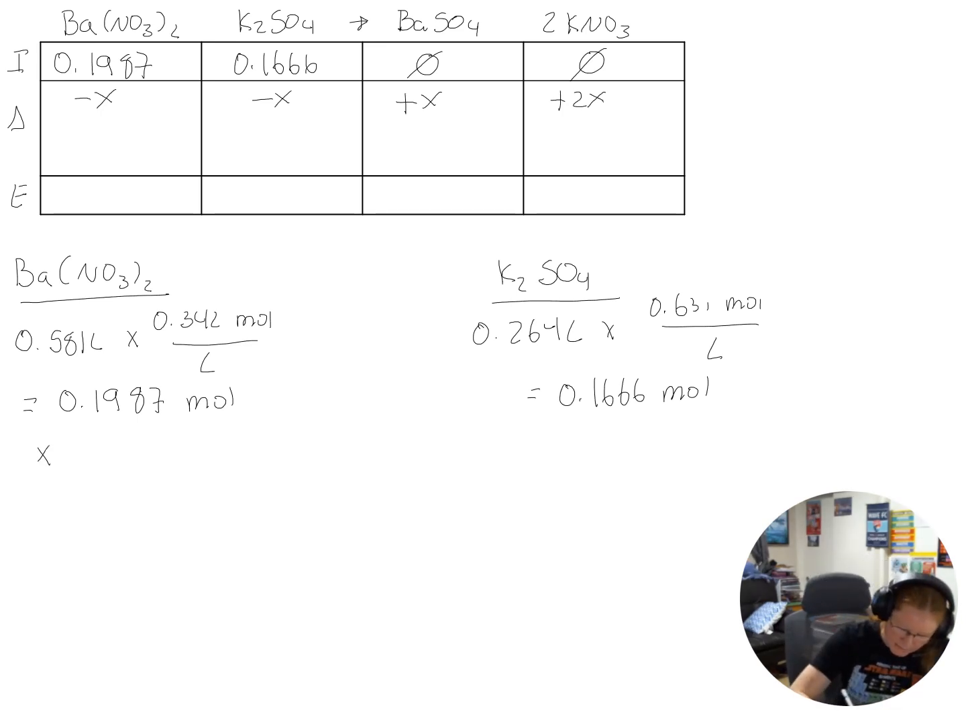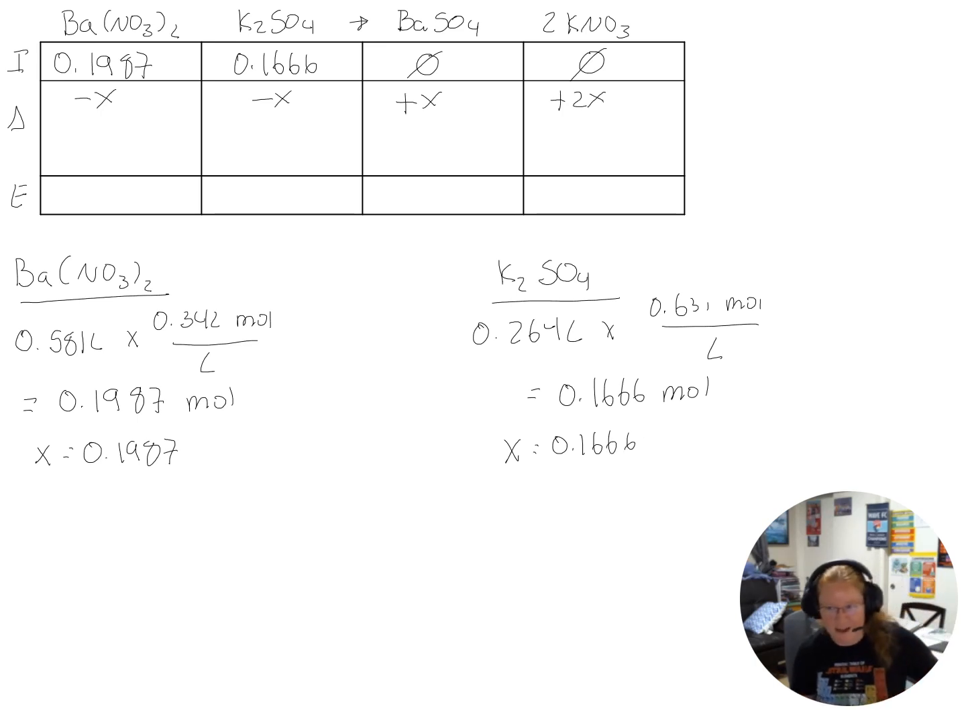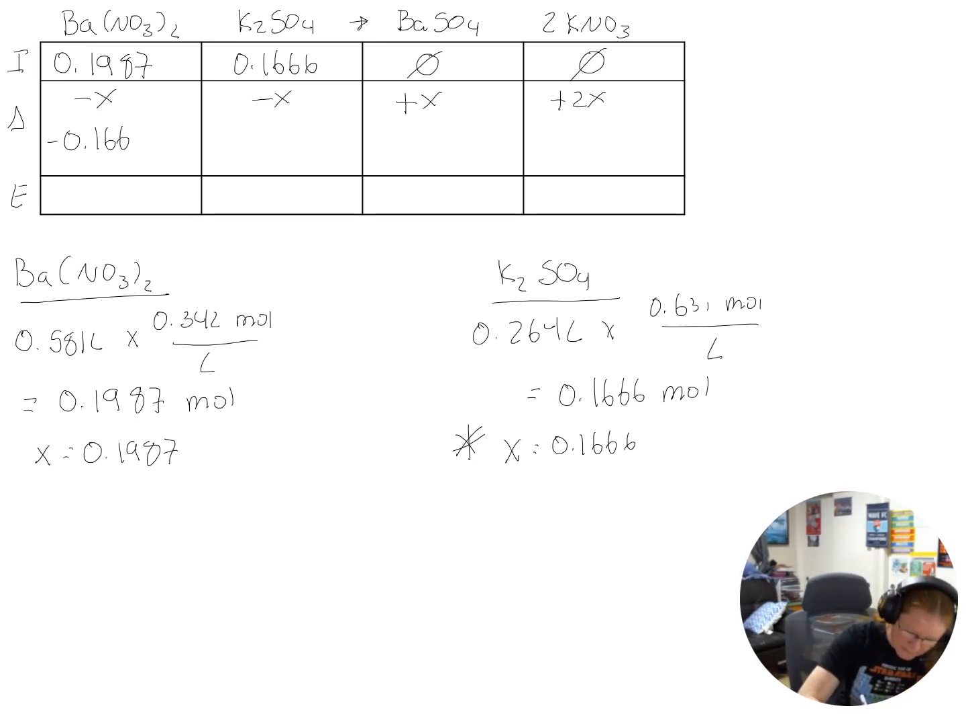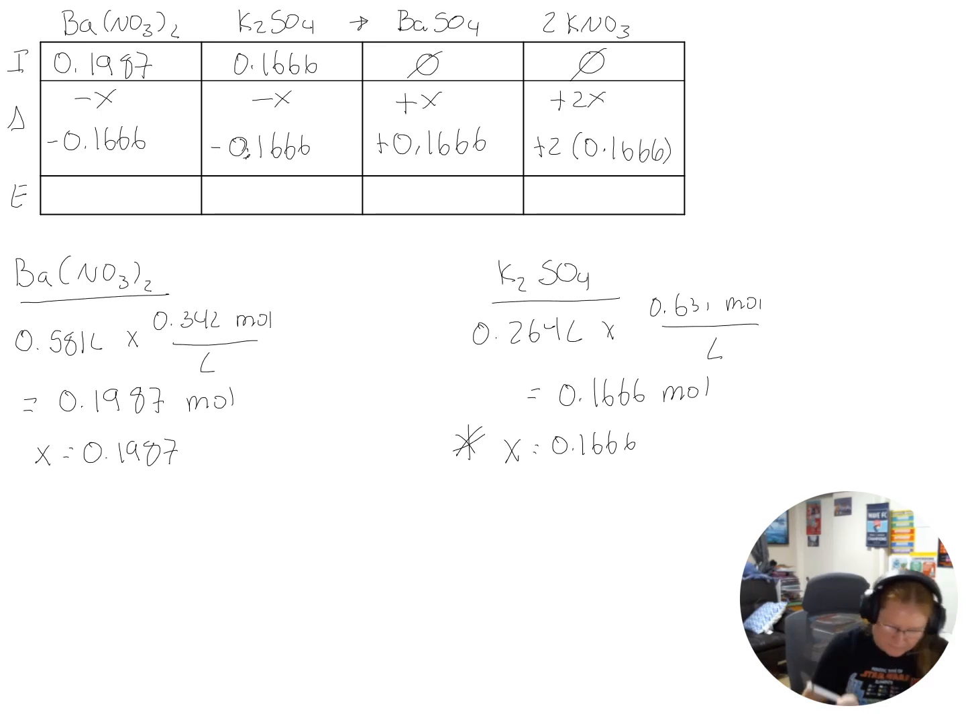All right, now I have to figure out what x is. All right, so I get x is equal to 0.1987. X is equal to 0.1666. These are nice because it's just one x. I don't have to do any math here. What's the smaller x? The 0.1666. All right, so I'm going to put an asterisk next to it. That is our x. So we will lose 0.1666. We will lose 0.1666. We will gain 0.1666, and we will gain 2 times 0.1666.